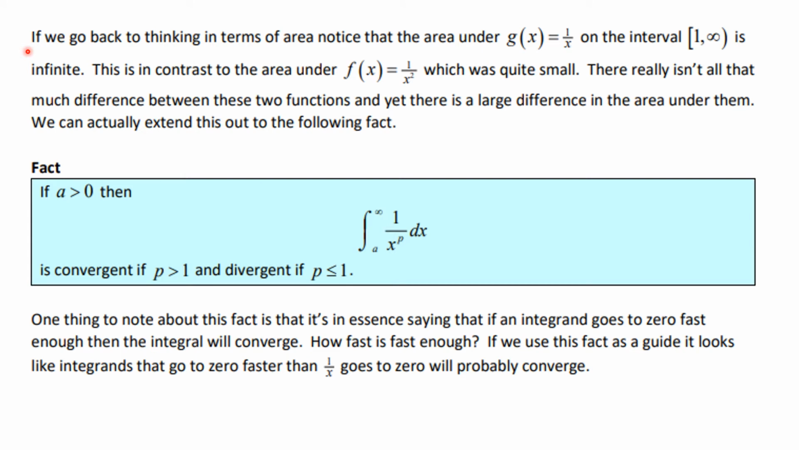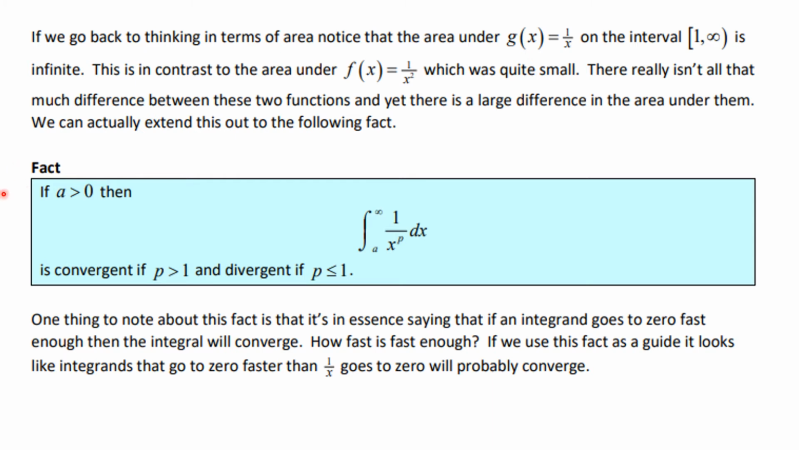Now, if we get back to thinking about the area, we said this one is divergent, but the other is convergent. But really, there's not much difference between the two. So there's something really going on with infinity, isn't it? And you might really say, well, if this one was convergent and this one is divergent, is there a breakpoint where things change from being convergent to divergent? And there is. This is the fact.